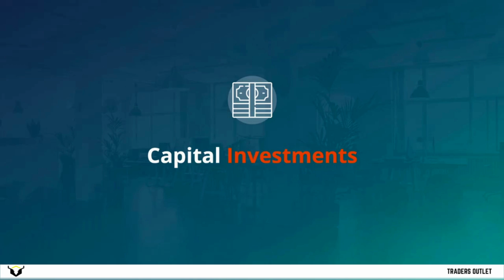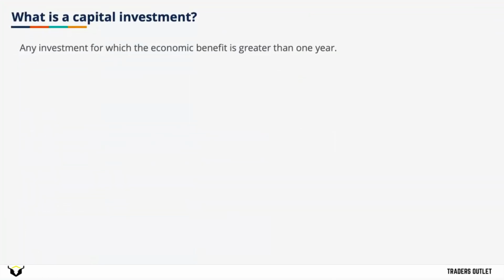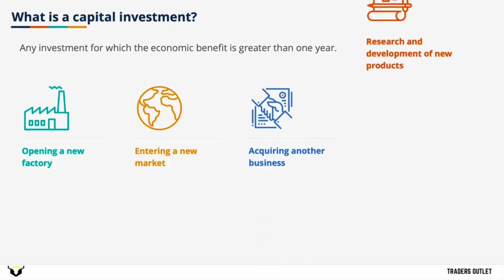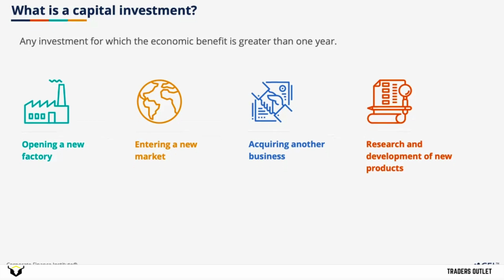Capital investments. What is a capital investment? It's any investment that has an economic benefit of more than a year. For example, opening a new factory, entering a new market, acquiring another company, or researching and developing new products and services. All of these are examples of investments that would provide more than 1 year of future revenue and economic value to the business. When this is the case, the company will then record it on the balance sheet.